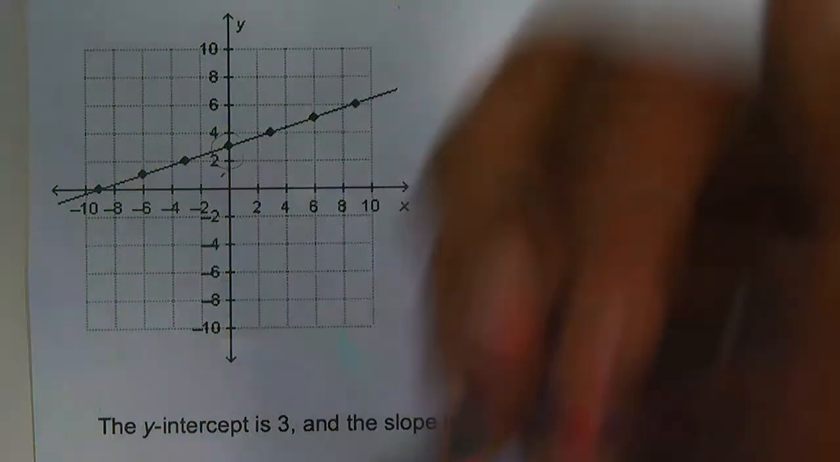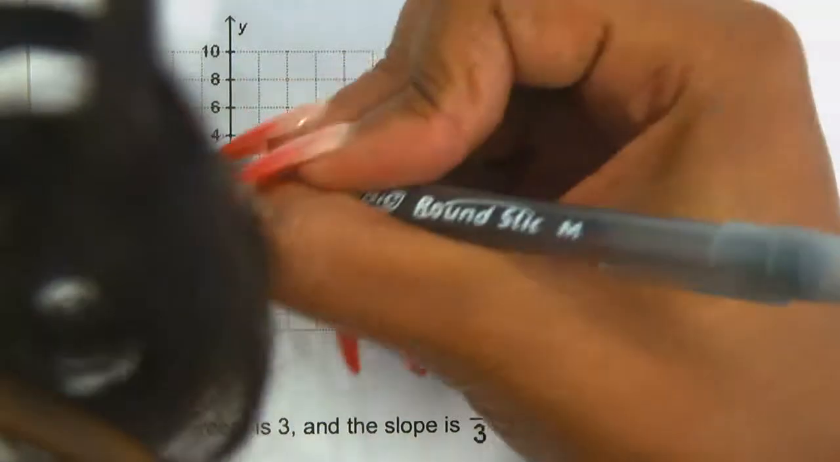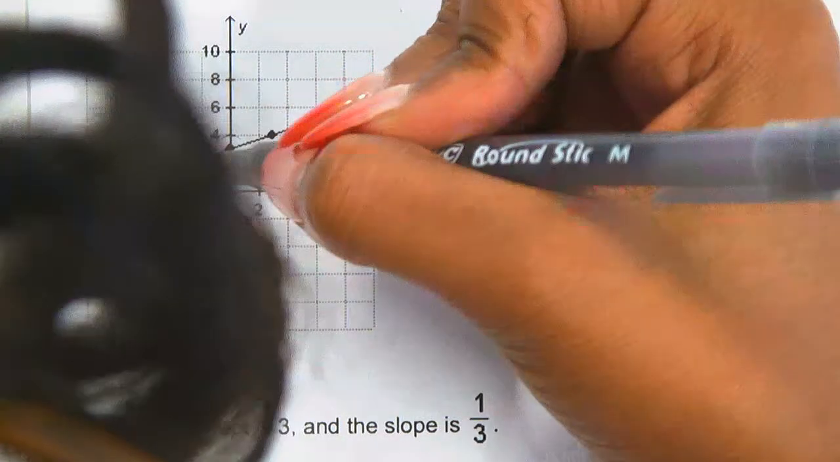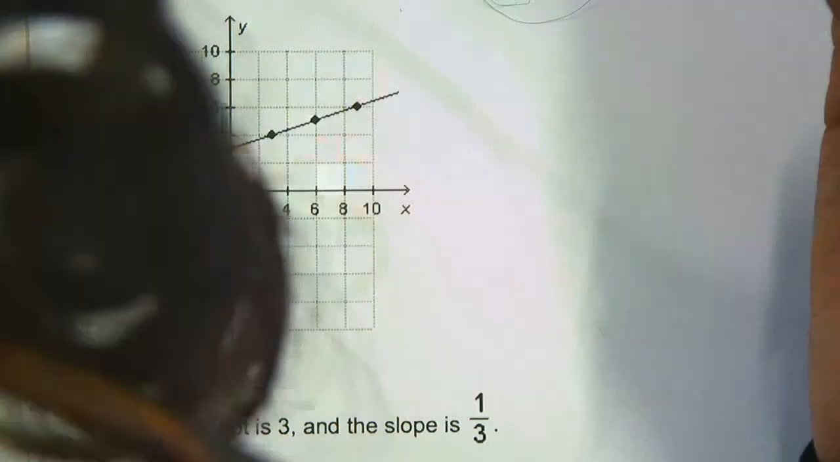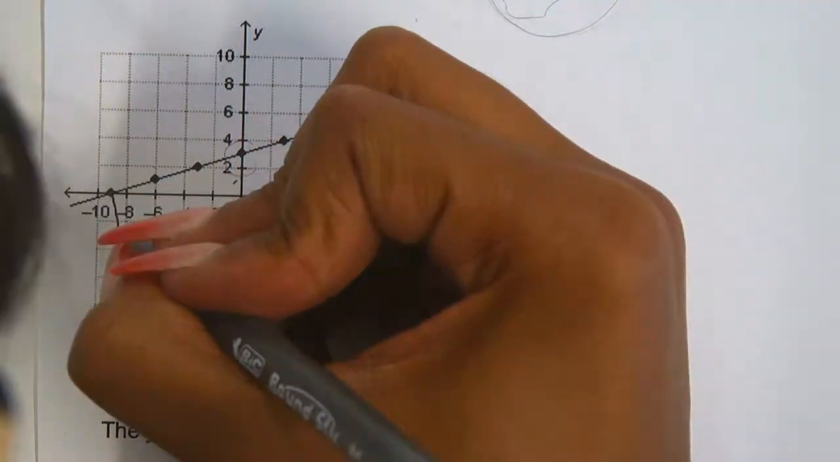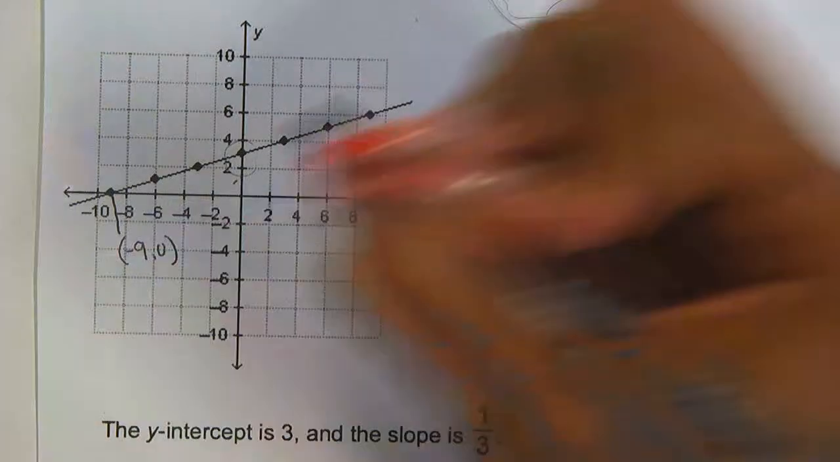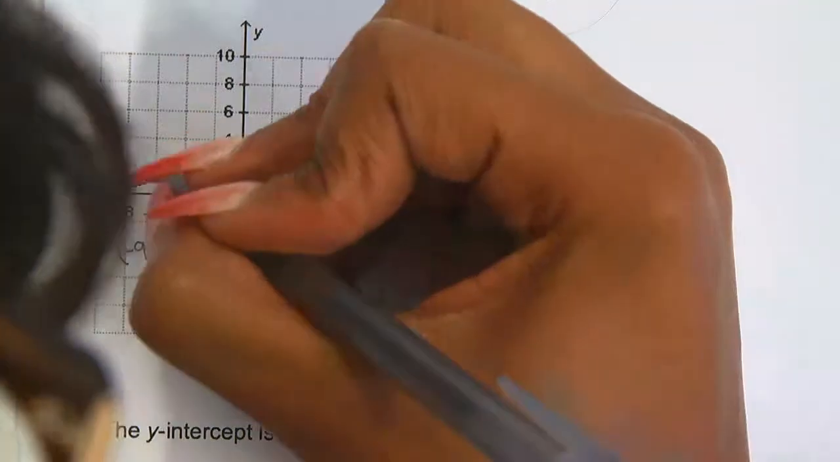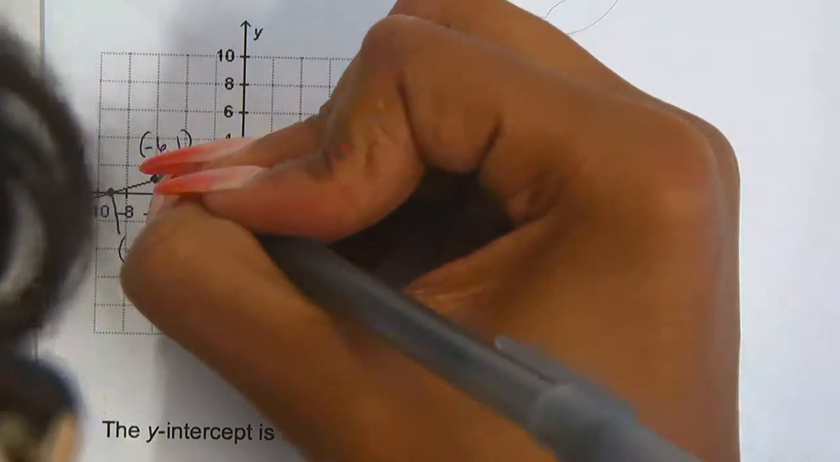So what I would do is I could see that this value here looks to be about -9, right? So if I'm at -9, and this value seems to be in between 0 and 2, then that has to be 1. So let's say I'll make this point here -9, 0. And then we see that this point right here is at -6, 1. So I can definitely go ahead and use points.